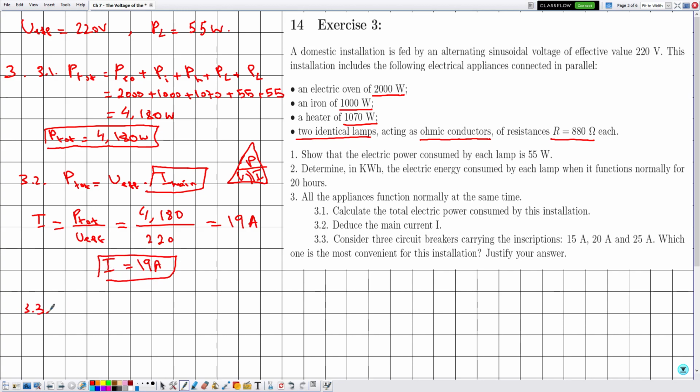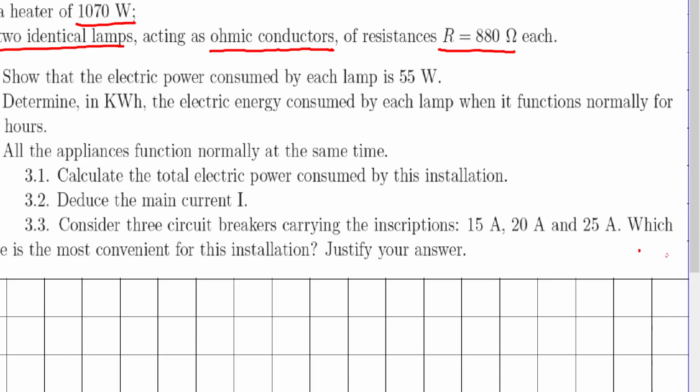Now in 3.3 they are telling us to consider the 3 circuit breakers carrying the inscriptions 15 amperes, 20 amperes, 25 amperes. So what does each of these inscriptions mean? They represent the rated current under which the circuit breaker protects the domestic installation. Now they are asking me which one is the most convenient one for this installation.